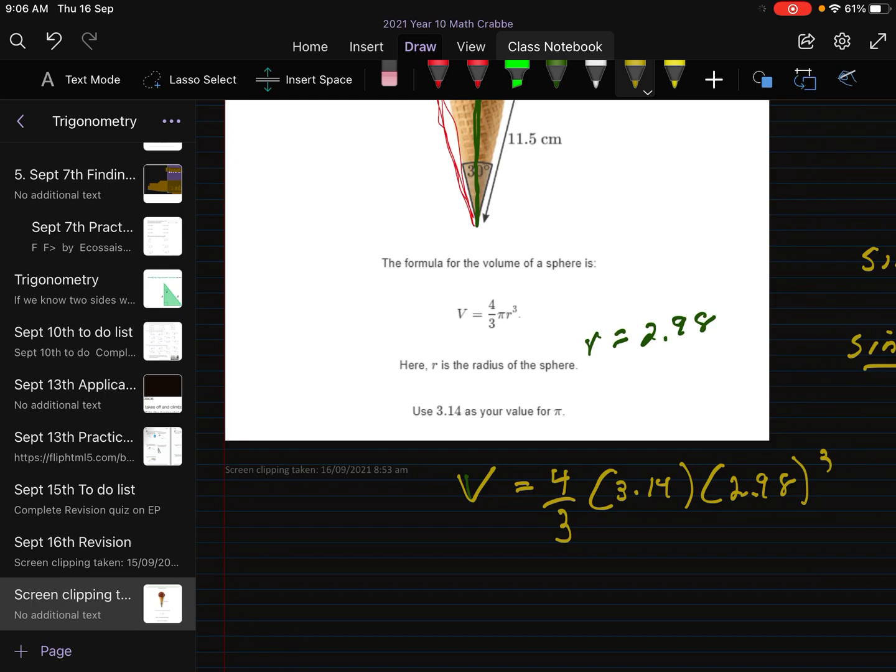So on your calculator, you go 4 divided by 3, times the 3.14, and then times the 2.98 to the power of 3. And you'll get 110 centimeters cubed because it's volume. All right, so that's basically it.